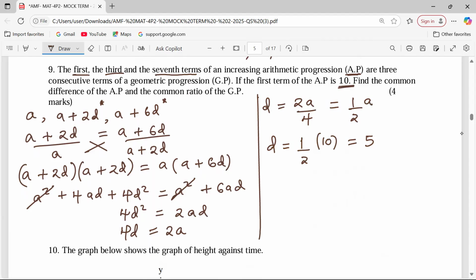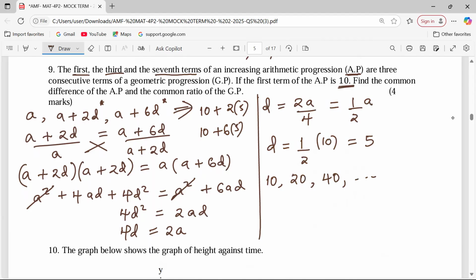If the value of D has been obtained, then we can get the actual values now of the first term, the third term, and the seventh term. These terms now can be found. So the first term is 10, and the third one is 10 plus 2D. That means 10 plus 2 times 5, which gives us 20. The next term is A plus 6D, so 10 plus 6 times 5. That should be 10 plus 30, which is 40.